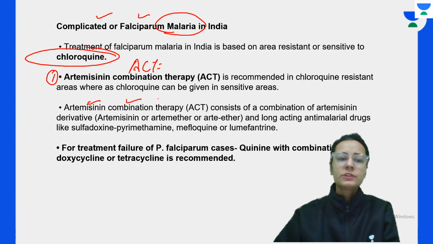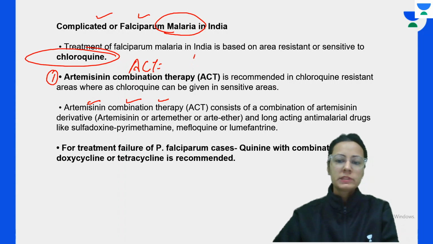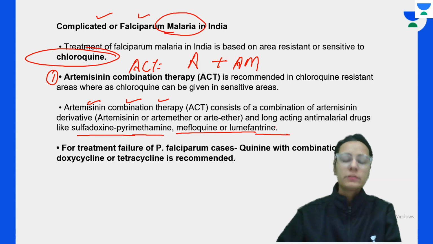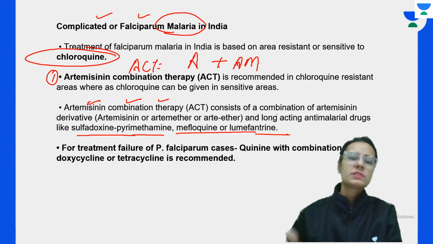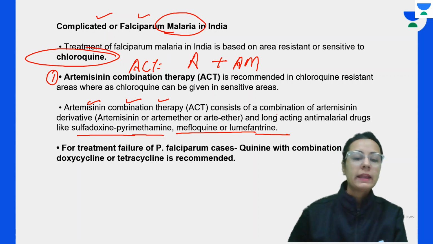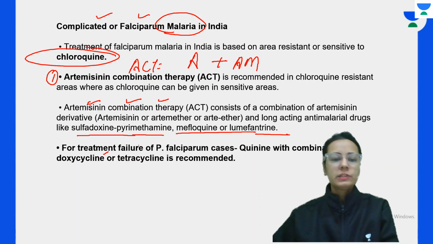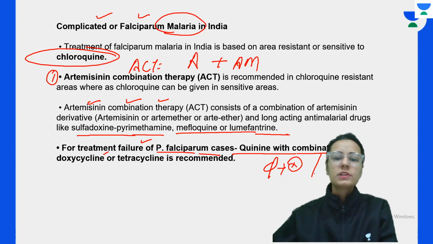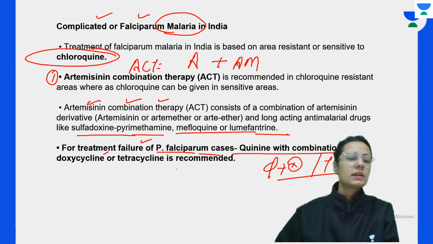Now, artemisinin combination therapy consists of a combination of the artemisinin derivative and long-acting anti-malarial drugs like sulfadoxine-pyrimethamine, or mefloquine, or lumefantrine. So that is the artemisinin combination therapy. Along with the artemisinin derivative, we give the anti-malarial drug. For the treatment of falciparum cases, quinine in combination with doxycycline or tetracycline is recommended.